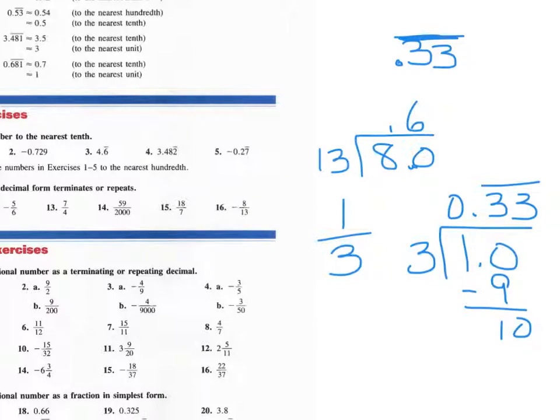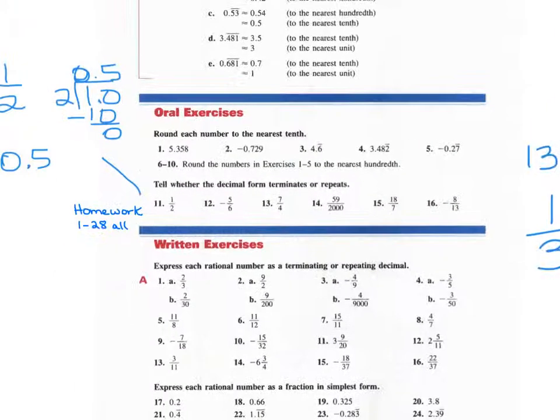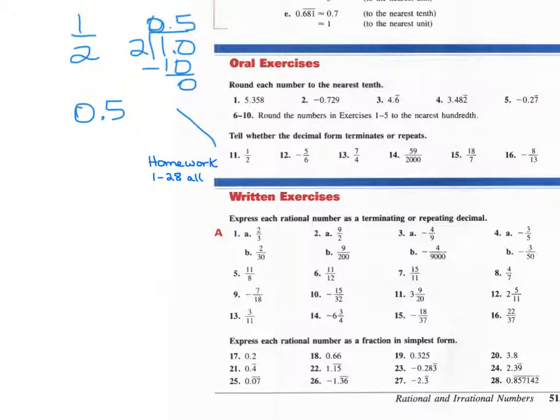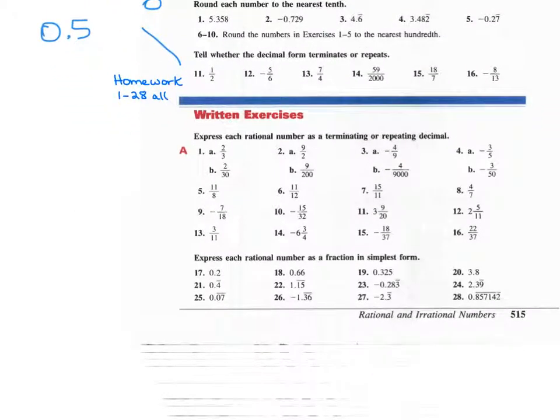So when you're doing the division, once you start to see the pattern, put the bar over the digits that repeat. So your homework for this lesson is 1 through 28 all. So you're going to be converting from fractions to decimals and then decimals back to fractions. Again, for the repeating ones, when you get down to the bottom of the homework, do that formula that I showed you. Again, it walks you through step by step in your book, or you could watch the video again.